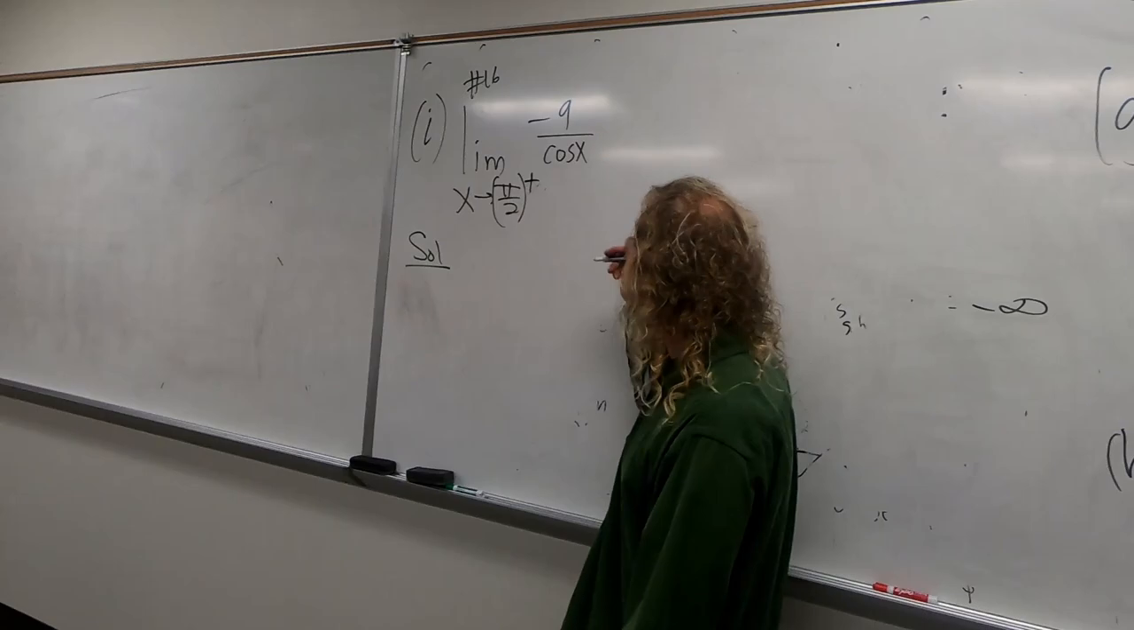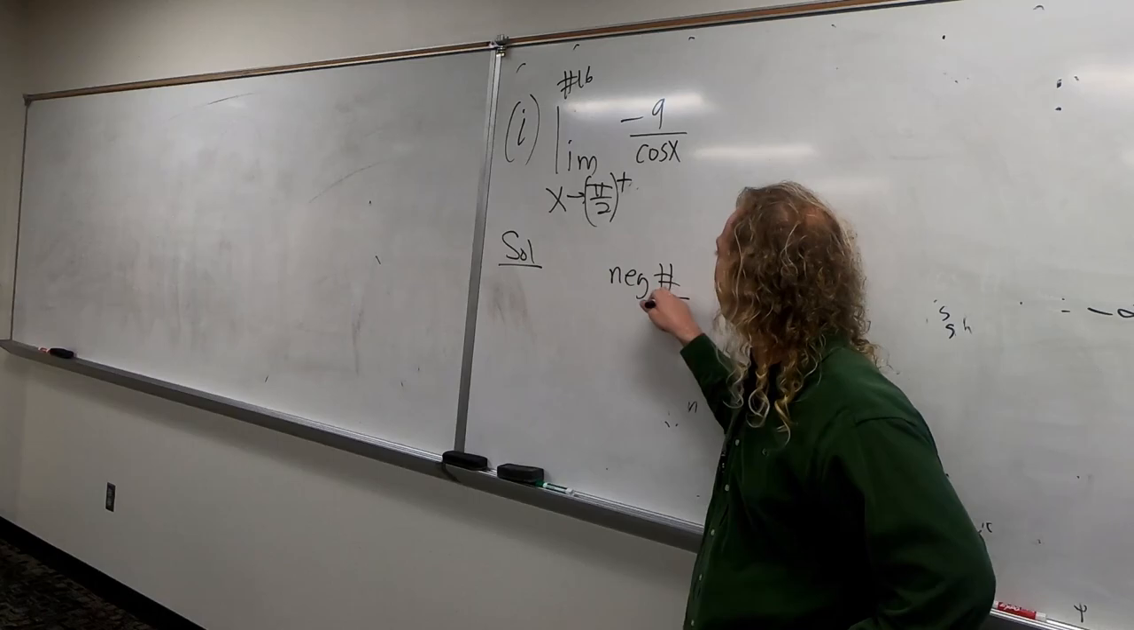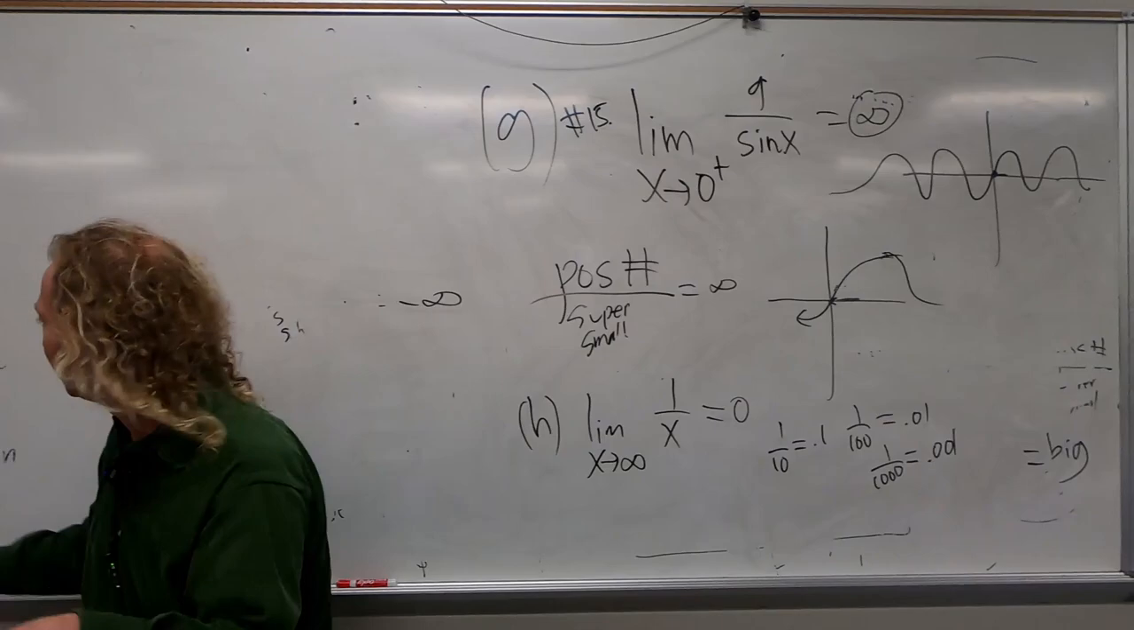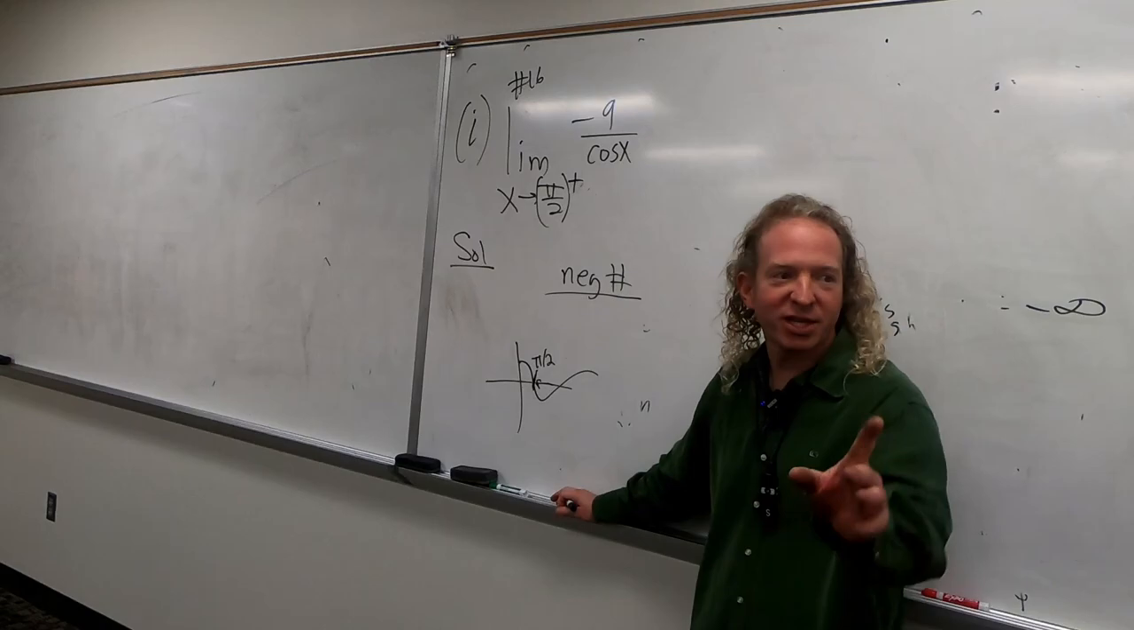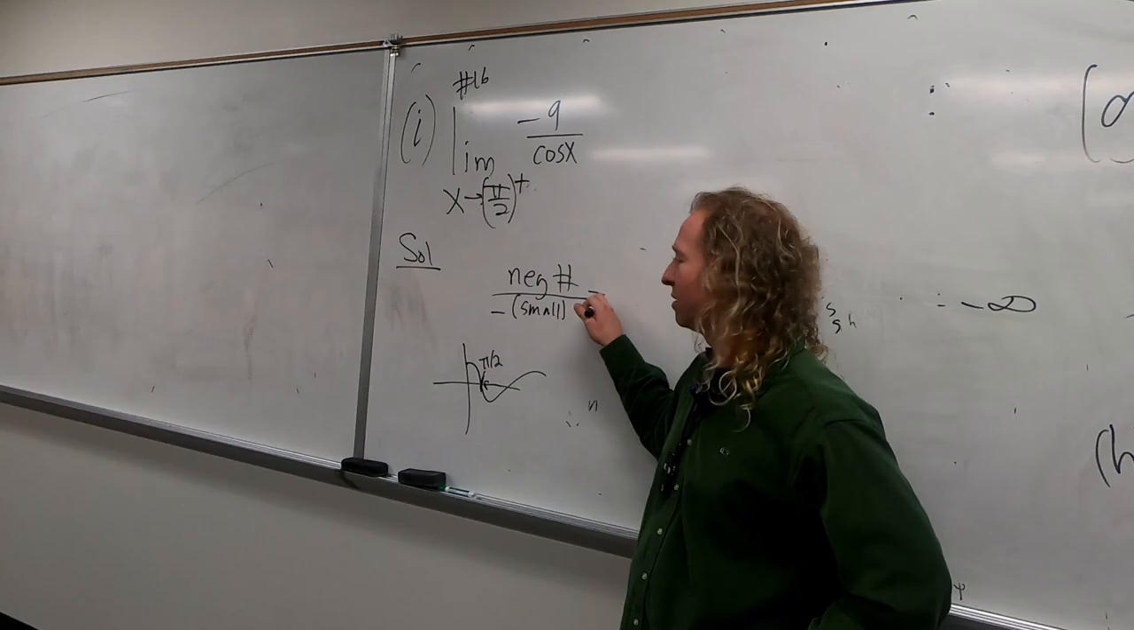So let's see. Up top, it's a negative number. On the bottom, I gotta think about the graph of cosine. Let's see, so I gotta draw it. Cosine of 0 is 1, so it does this. So this is pi over 2. We're approaching from the right. So it's negative and it's super small. So that means it's big. So that means it's infinity.